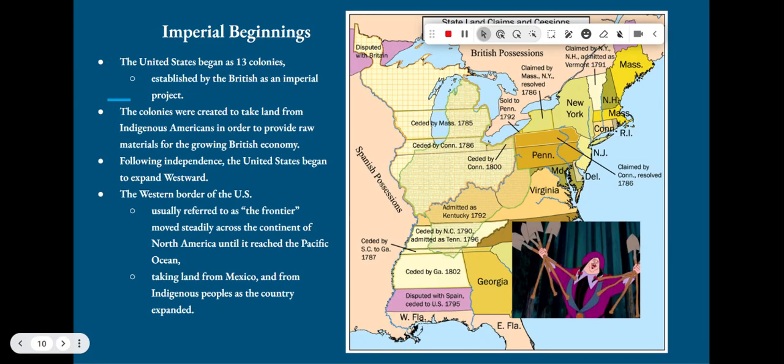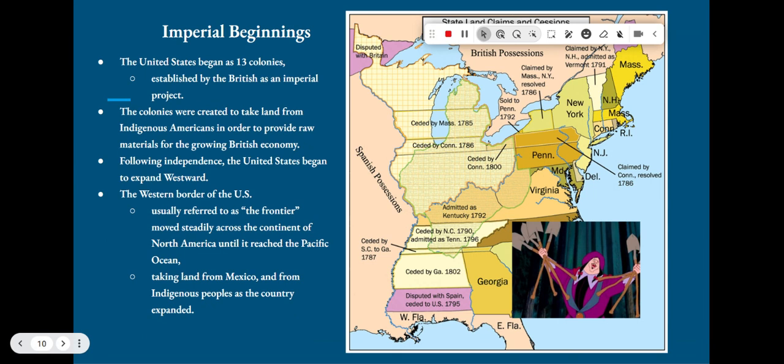The United States, looking at us now, we started as 13 colonies. Our entire existence was fueled by England's imperialistic goals. The 13 colonies were an imperial project by Great Britain. The colonies were created to take land from the indigenous Americans in order to provide raw materials for the growing British economy. Particularly, we were looking for gold, we were looking for timber, we were looking for silver, we were looking for iron.